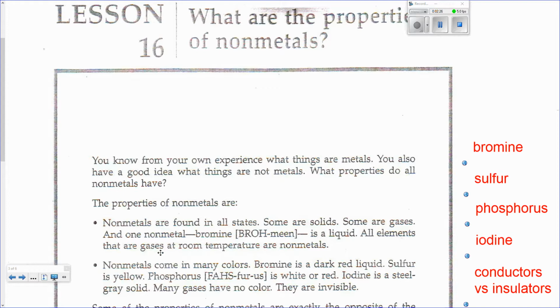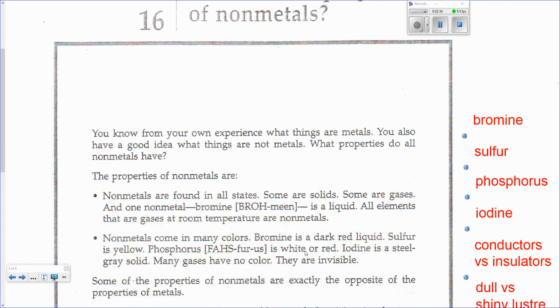All elements that are gases at room temperature are non-metals. So everything that's a gas is automatically a non-metal. Some are also solids, and we know that metals are mostly solid. There are only two elements on the periodic table that are liquid at room temperature. One of them is a non-metal, bromine.